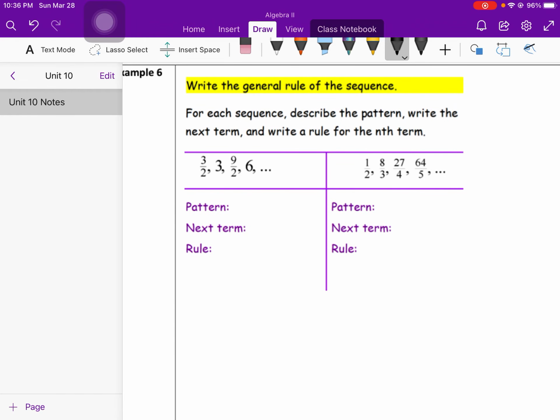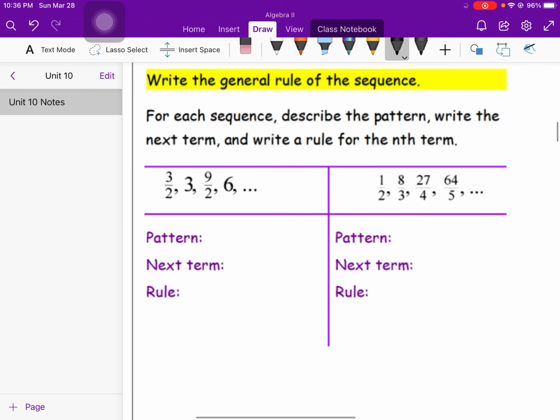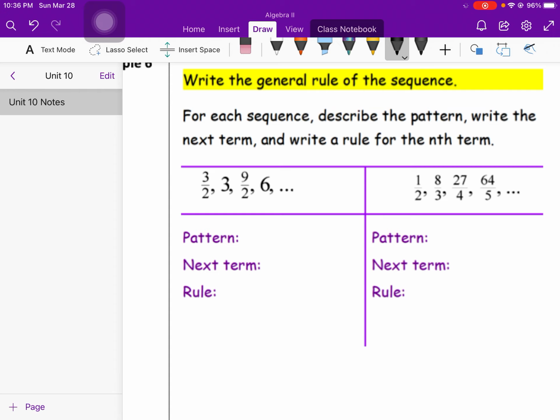Couple more to go here. For each sequence, describe the pattern, write the next term, and write a rule. Again, with this one, look and notice, see if you can find any consistent parts to each term. So we have 3 halves, 3, 9 halves, and then 6. Now notice we're alternating between fractions and whole numbers. That's kind of an indication that maybe we're working with fractions. So with this one, remember we can always rewrite whole numbers as fractions. So we have a denominator of 2 both times here. So let's try writing 3 and 6 with denominators of 2.